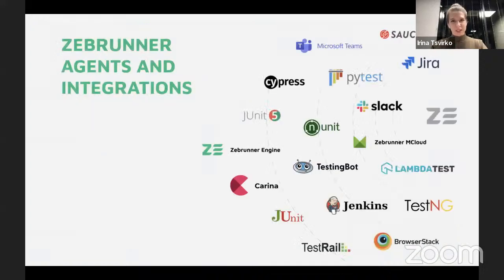To facilitate your integration with Zebrunner, we created a bunch of adapters called agents for various frameworks written in Java, JavaScript, Python, C#, and there is more to come. We are also integrated with different issue management, test case management, and collaboration tools to get easily integrated into your automation lifecycle and company processes. And we also support multiple testing platforms.